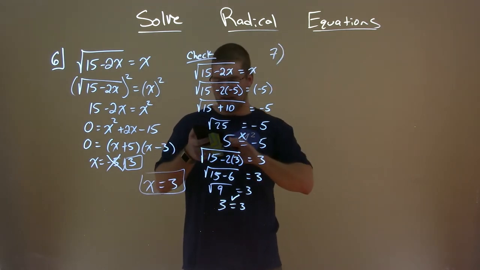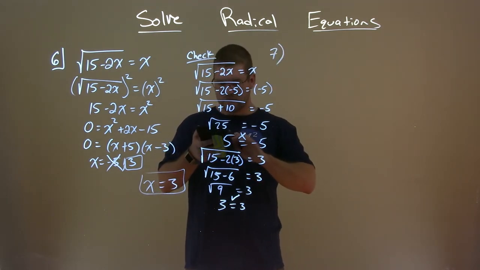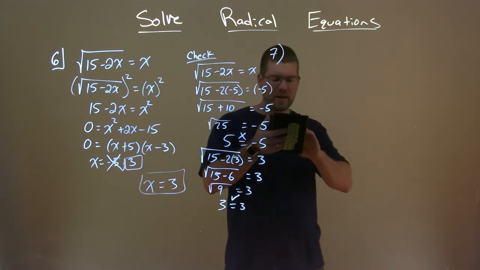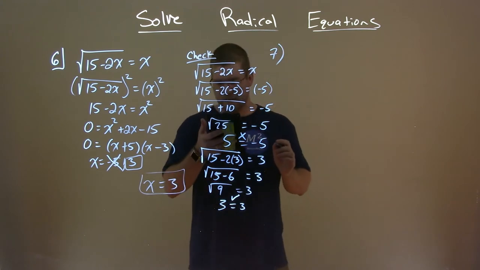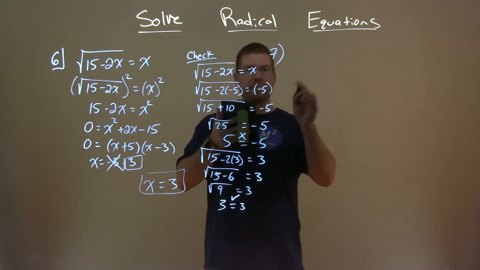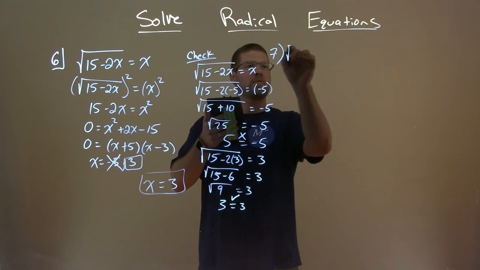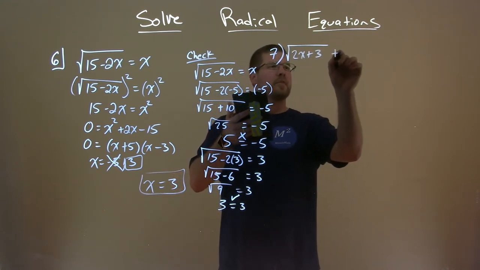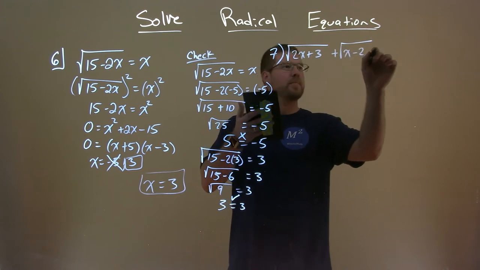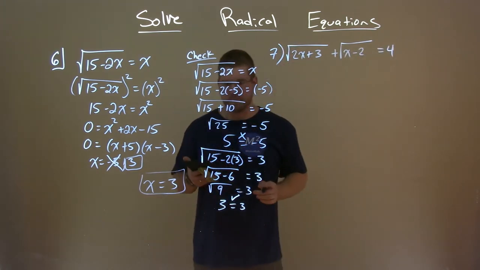And this one's going to have two radicals. Solving a radical equation containing two radicals. This might get a little hairy, okay? So let's go try that. The square root of 2x plus 3 plus the square root of x minus 2 equals 4, okay?